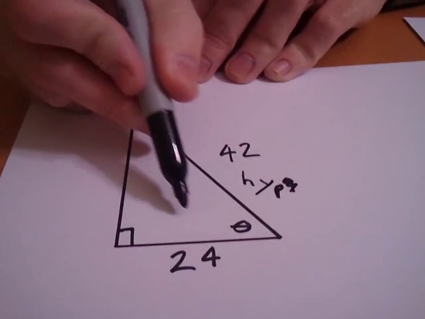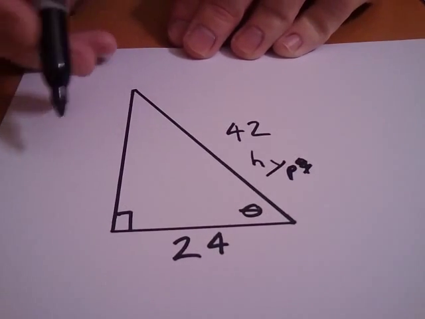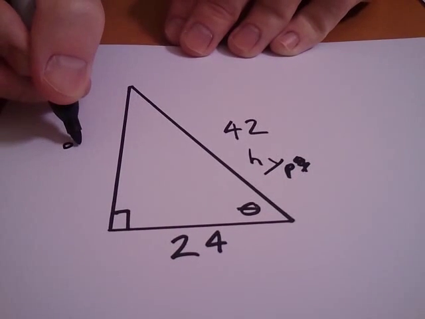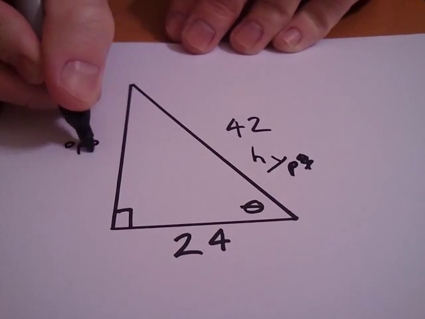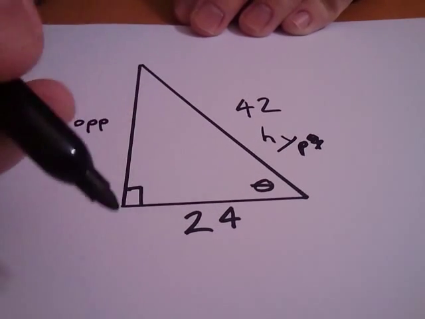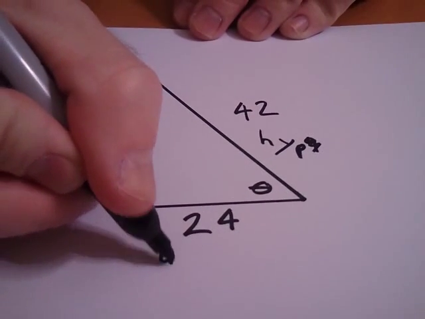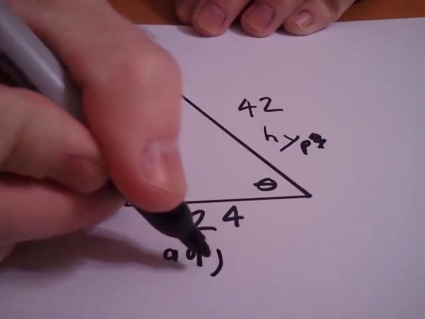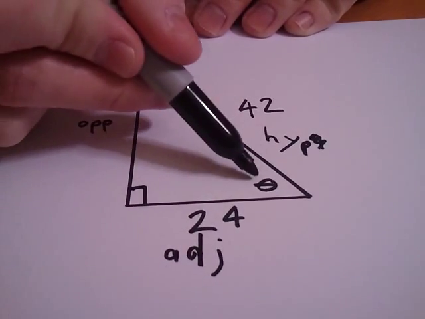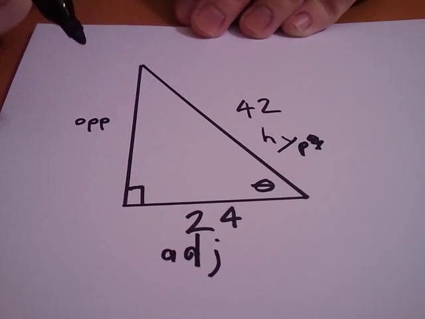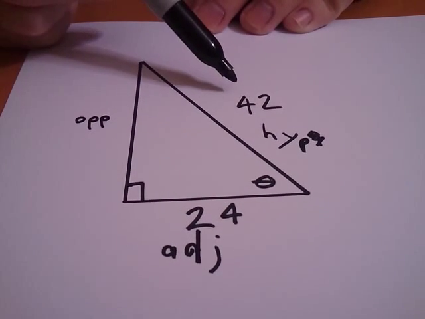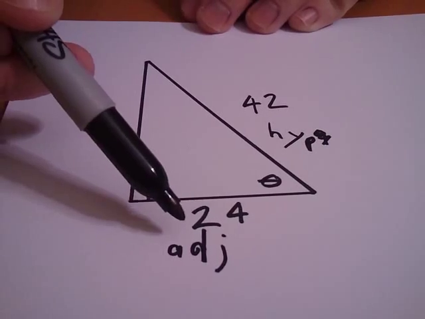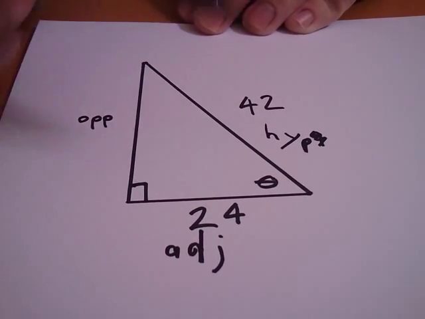Go across from your theta. This is your opposite side, right? And then this 24, well, that's just going to be your adjacent. You know, it's your adjacent because it forms this theta. So we've got the hypotenuse, we've got the adjacent. Let's work with those two, because that's what we've got.